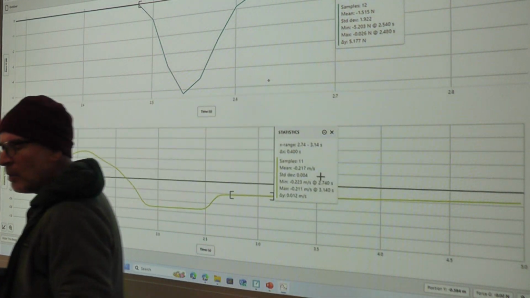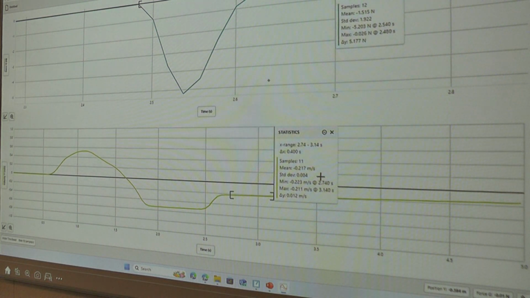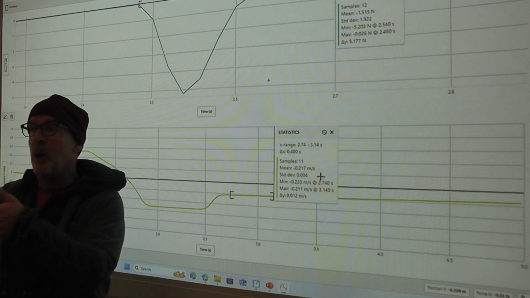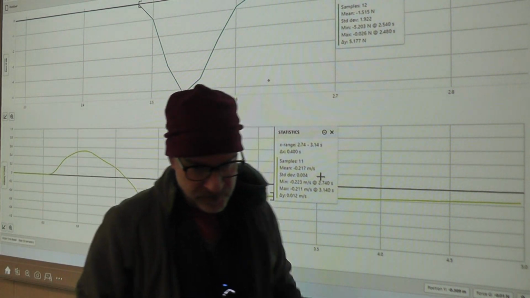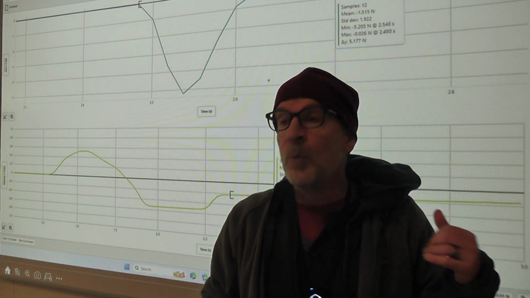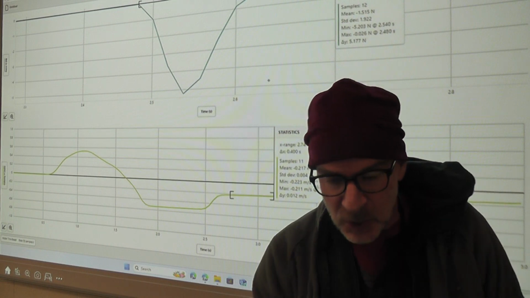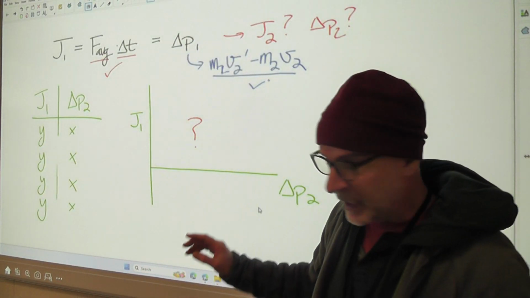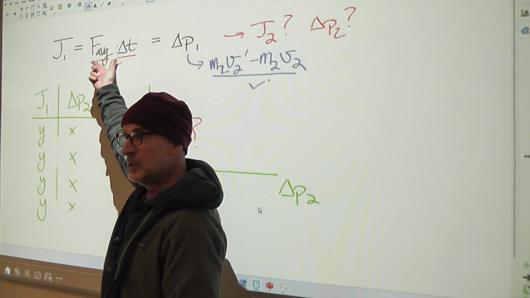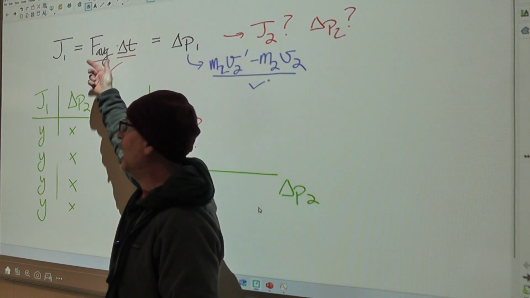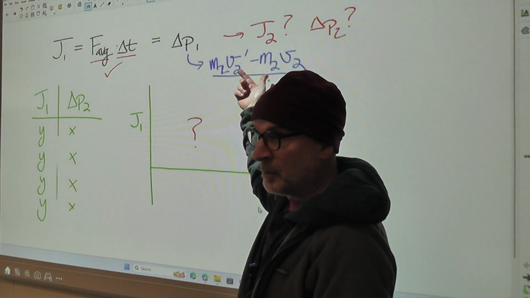And I know how much this cart weighs. The cart is about 0.3. Each of these bars is about 0.5. So this is about 1.3 kilograms. So with that information, I can do the calculations that I was talking about. I can find the impulse, because I have average force and time. I can find the change in momentum.